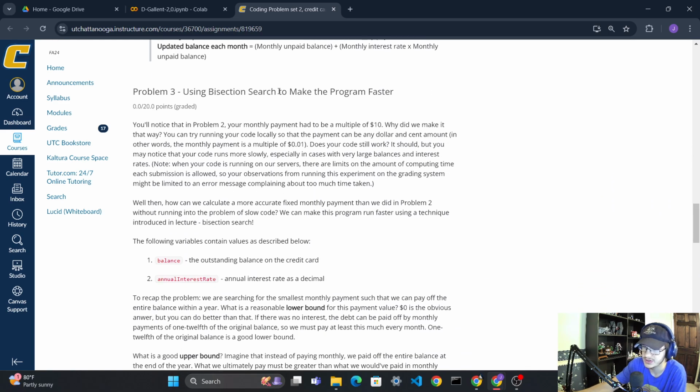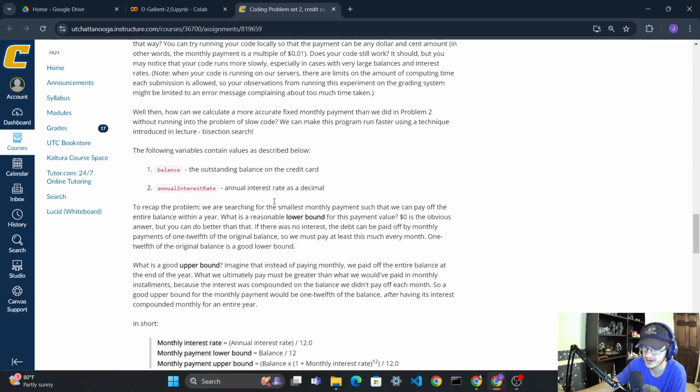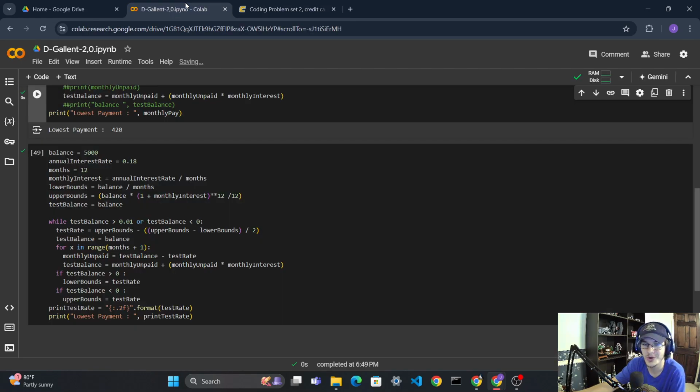The last one took me a little while, was very tricky. I was using bisection search to make the program faster. The main reason why this took me so long is because I had a variable named upper bounds, and then I had a separate variable named higher bounds, and thought they were the same thing, and kept wondering why nothing was changing. It took me 20 minutes to figure that out.